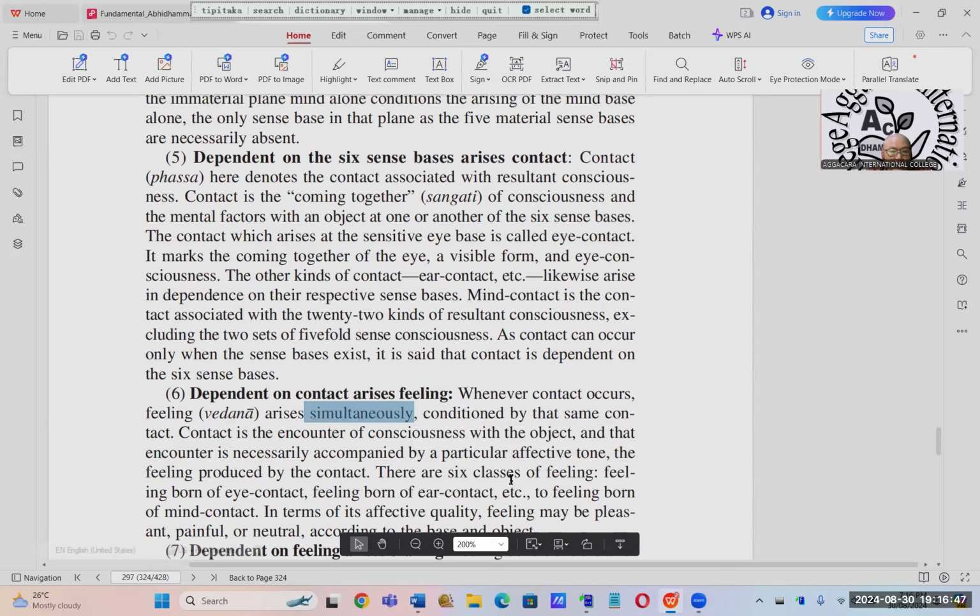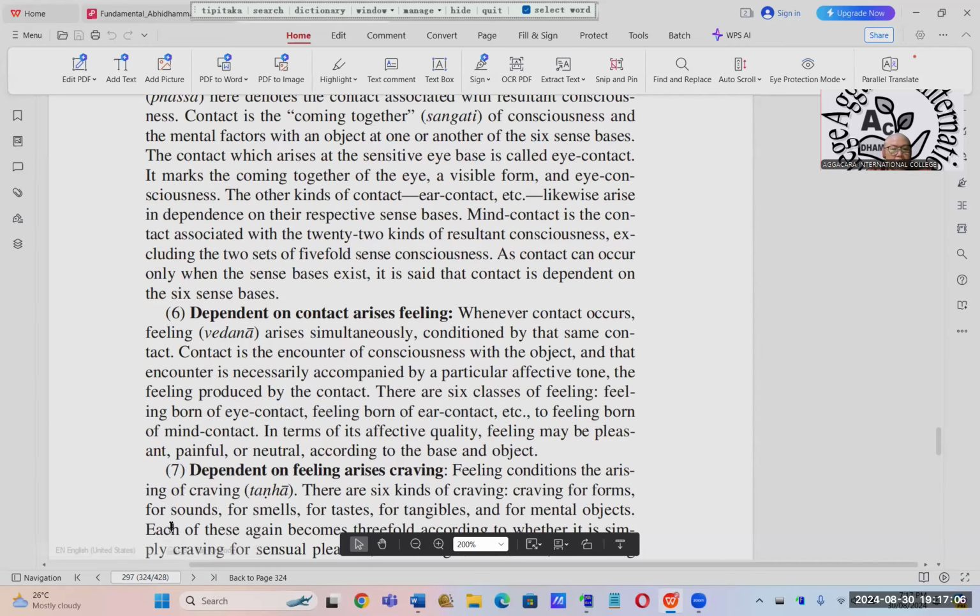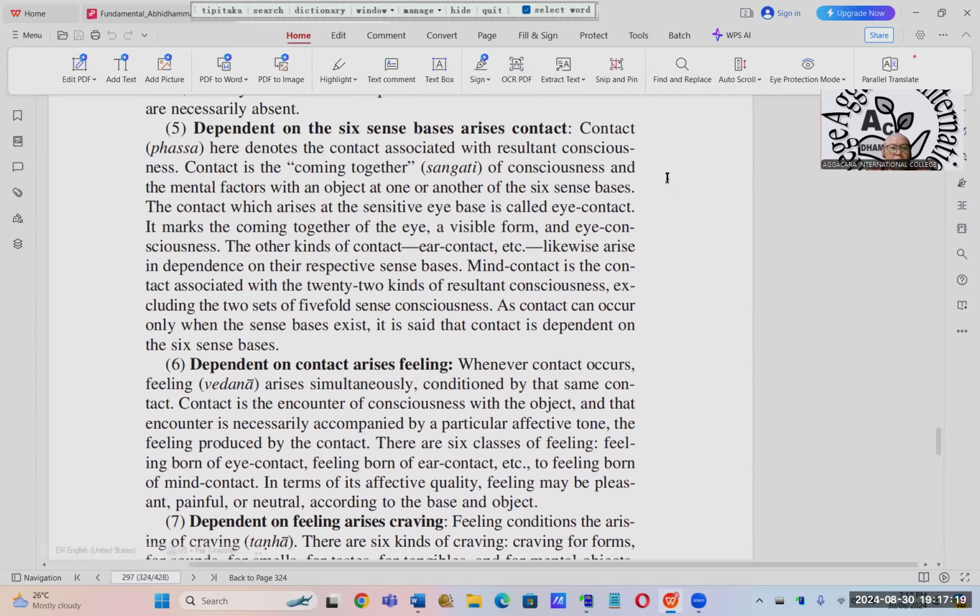All right, now there are 6 types of feeling. So if you have eye, you have the feeling born of eye contact, ear contact, and so on. Based on our 6 sense bases, you get 6 contacts. In terms of quality, it can be sukha, dukkha, adukkhamasukha: pleasant, painful, or neutral, according to base and object. Okay. So this is a detailed explanation. It's good to read when you have more time. Read together also. We are reading together because I think most of you will not read when you're free.